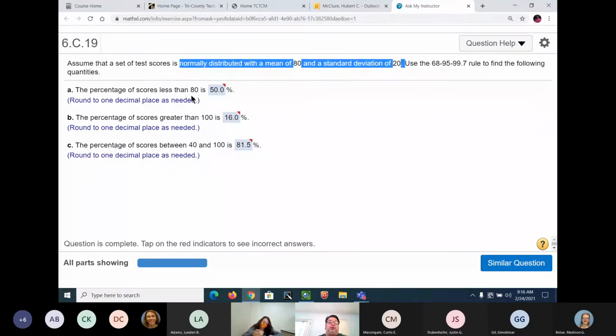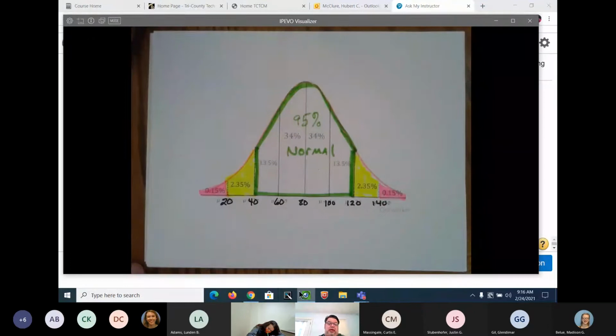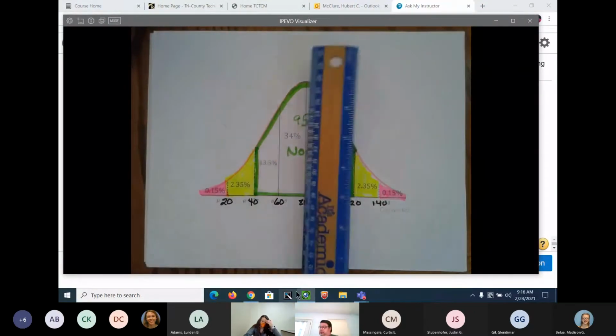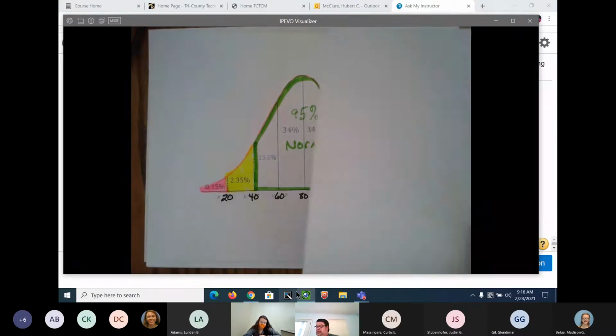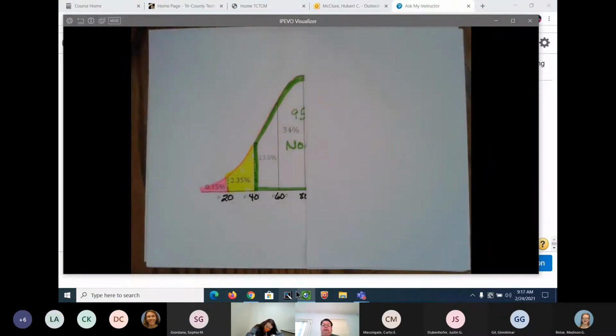The percentage of scores less than 80. So here's 80. I'm going to take another piece of paper, and I'm going to cover up. It says less than 80. Now, you shouldn't have to add them up because what is the middle of the curve? What is it representative of? What percent? 50%.